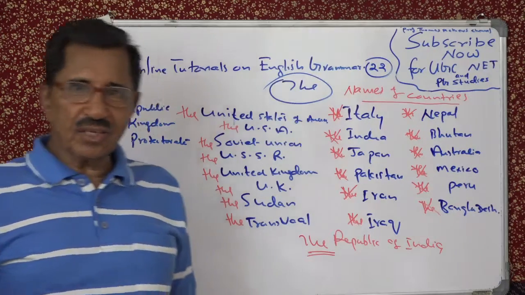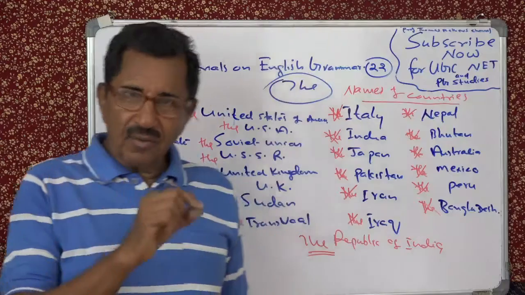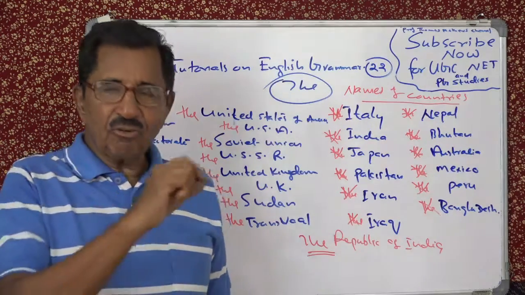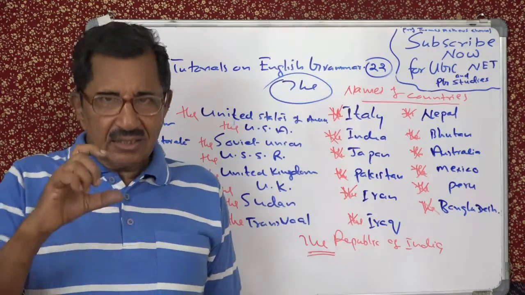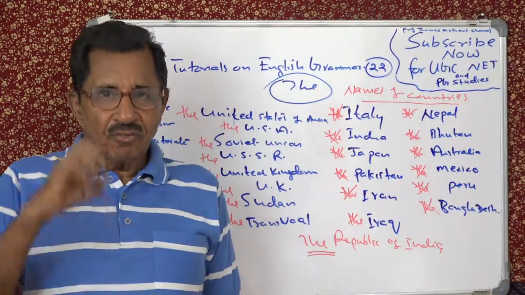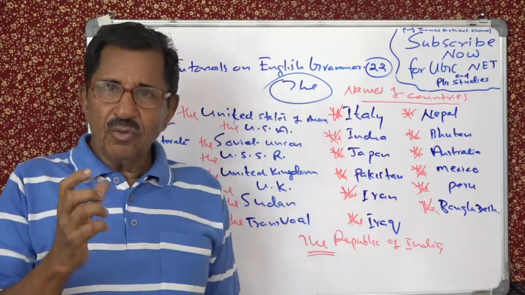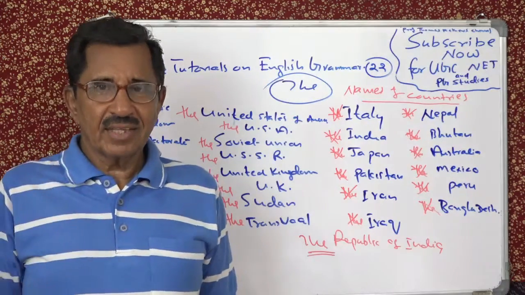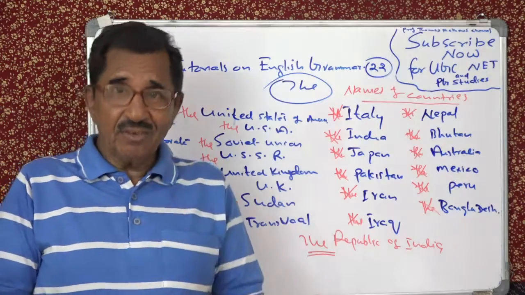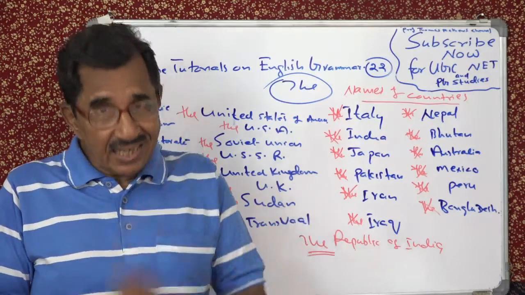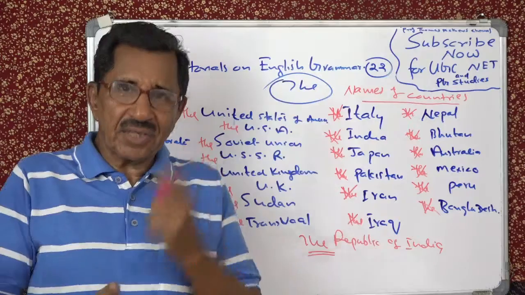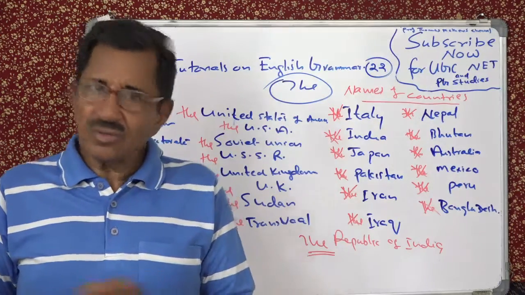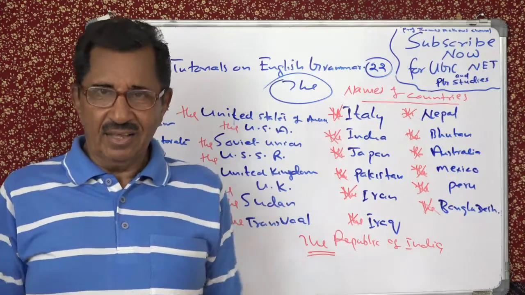Understand? We are using words like this: the Kingdom of, the Republic of, the Protectorate of, and so on. Such words, if we are using, tell you the nature of that country, whether it is a republic, whether it is a kingdom, or whether it is a protectorate, and so on. Then you will have to use the.